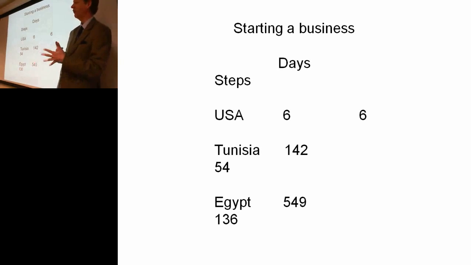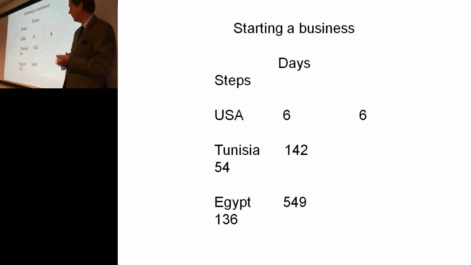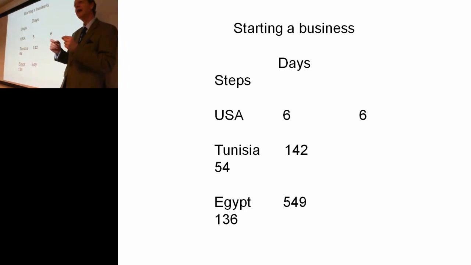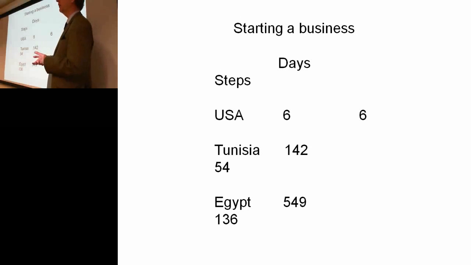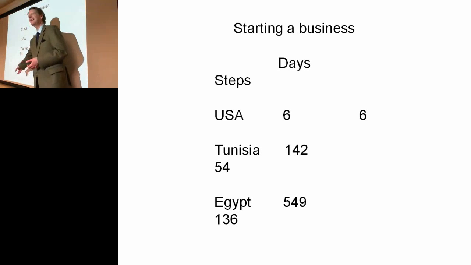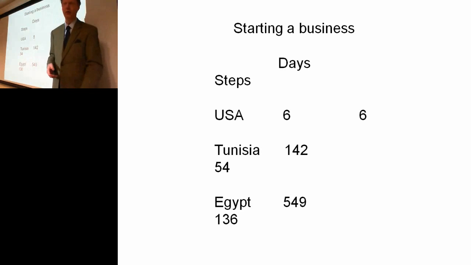549 days. I don't have to tell any of you clever people, there are 365 days in a year. So 549 is a jolly long time, and again, if you get every piece of paper filled in the correct order, to the right office, generally in triplicate, only coming on a Wednesday afternoon, and it's 136 steps of the journey towards having a legitimate business in Egypt.